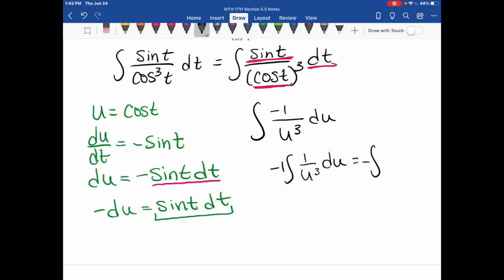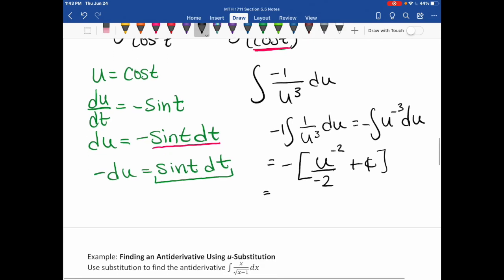So now I need to integrate 1 over u cubed du, and it might be easier to write this as u to the -3rd, so we can use the power rule. So when I find the antiderivative of u to the -3rd, I'm going to write this as u to the -2 because I have to add 1 to -3 and then divide by -2, and then I have my plus c.